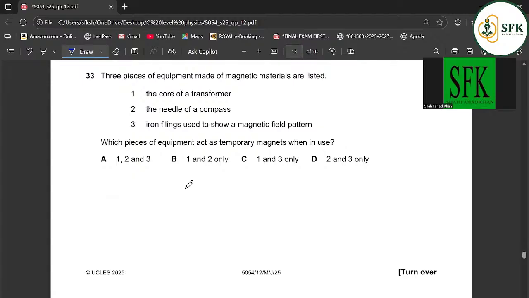Three pieces of equipment made of magnetic material are shown: the core of a transformer, the needle of a compass, and iron filings used to show magnetic field pattern. What pieces of equipment act as temporary magnets when in use? So, the core of the transformer is a temporary magnet. Iron filings are temporary magnets.